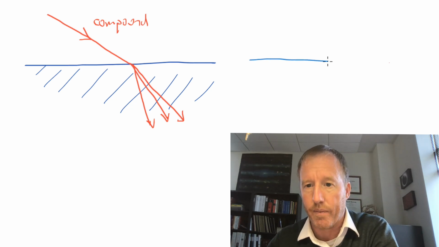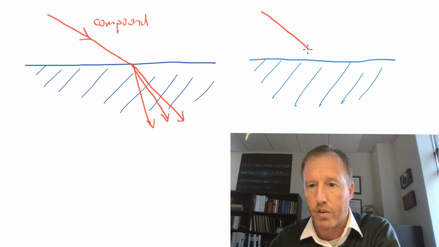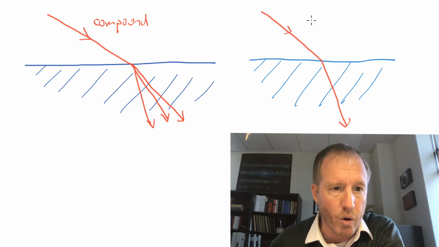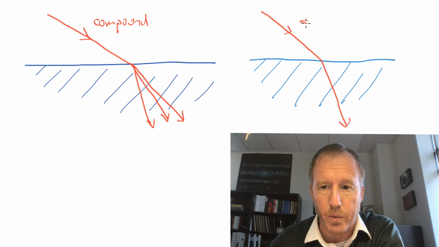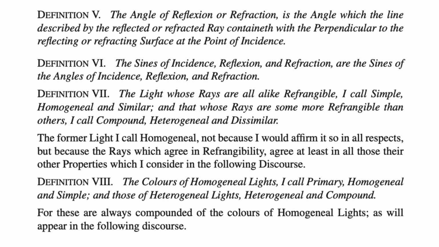On the other hand, if, for example, you have a ray of light that is striking a surface, and when it does so, it retains its identity as a single ray, that would be, he says, a homogeneal ray or a simple ray. Okay, that's what he means by this. Okay, let's go on to definition 8.